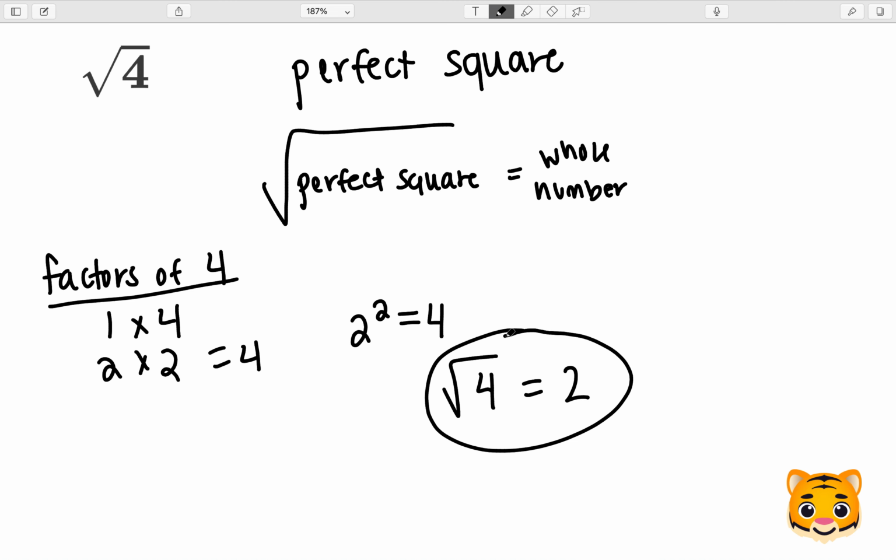This will be our final answer, and we don't need to approximate or simplify further, as the square root of 4 is exactly 2.